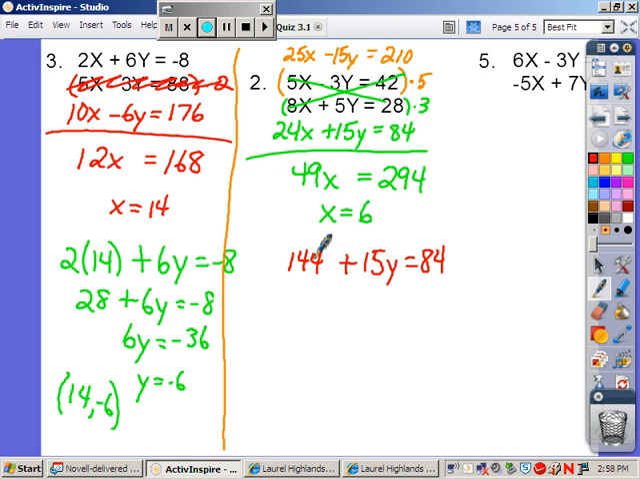So I would subtract away this 144 from both sides. That's going to give me 15y equals negative 60. And now I'll divide by 15, and I get y equals negative 4. So that would be my final answer for this one, 6, negative 4.